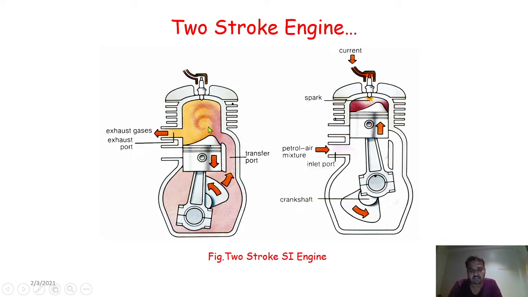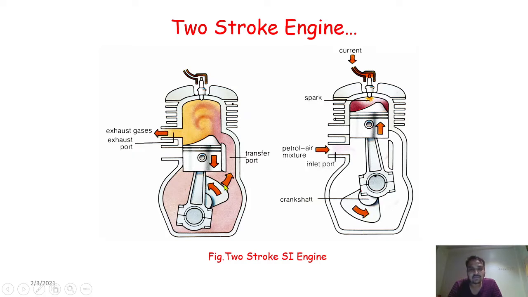Again, this is the cut section model of the two-stroke engine. As we already discussed for the four-stroke engine, this is the cut section model of the two-stroke engine. To understand the working principle of the two-stroke engine, we have to consider a few things.